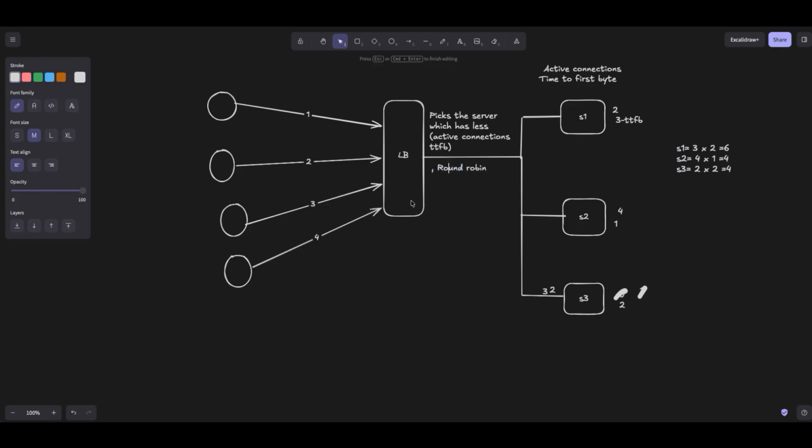Which is round robin. So the load balancer will check what was the last server it served. So it will say, okay, server 3 was used last time. Now we will give this request to server second. So client 4 will be served by this server.